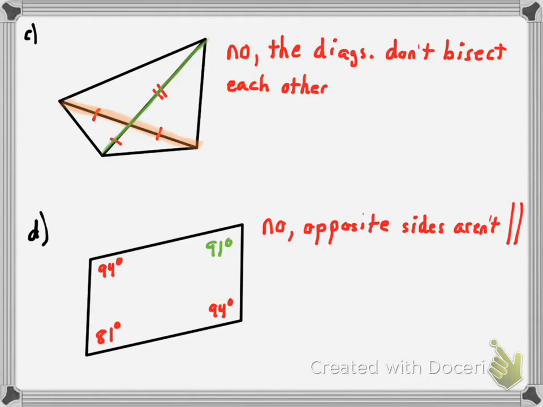All right, so now you know 5 ways to determine whether a quadrilateral is a parallelogram. You'll be expected to know those ways and to be able to analyze whether or not a quadrilateral actually is a parallelogram.